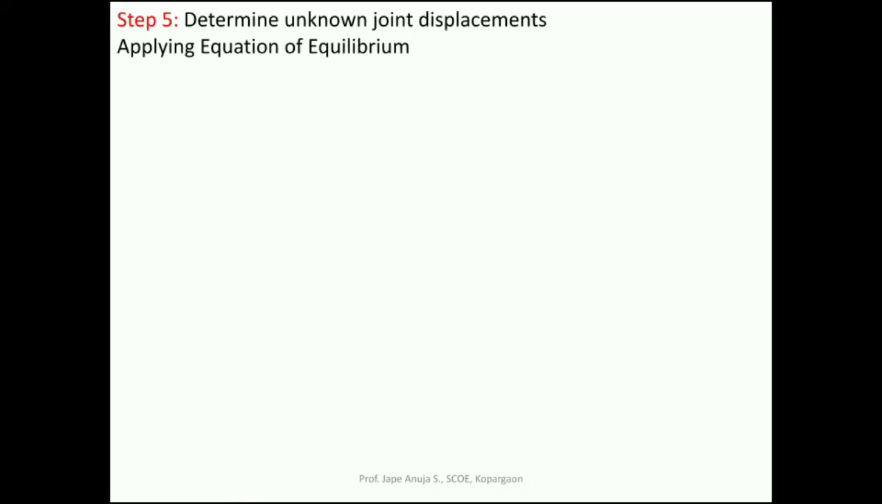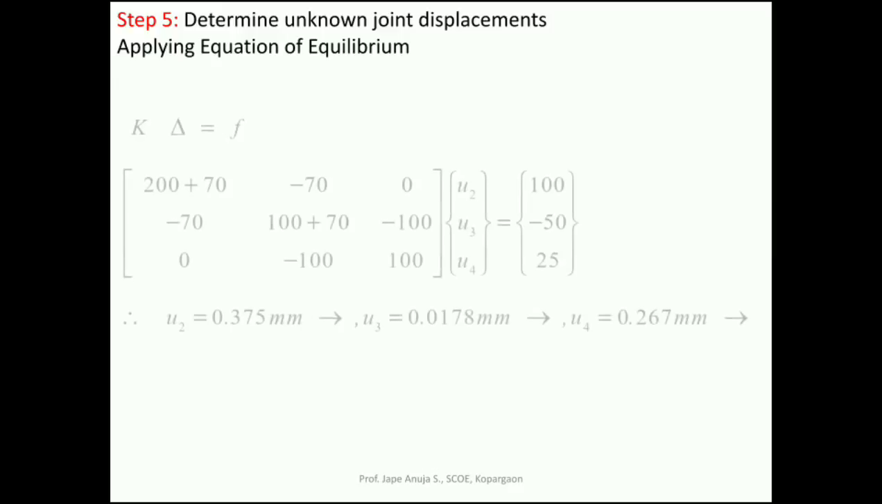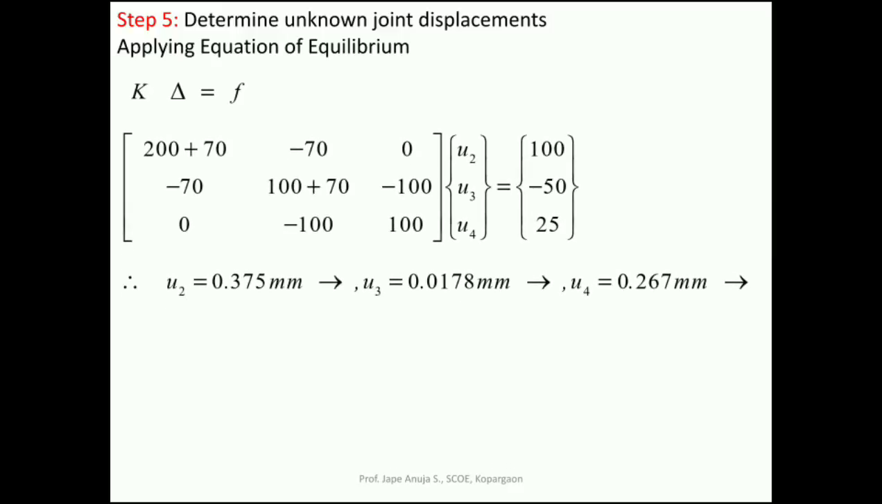Now, it's not a global, it's a reduced stiffness matrix. Once you get that, apply the equation to determine the unknown joint displacements, K delta equal to F. So that reduced stiffness matrix is written here, K into delta, that is unknown. Those displacements that we have written for each column and each row in the step number 4 reduced stiffness matrix are the unknown joint displacements. They are written in the delta vector: U2, U3, U4, equal to F.